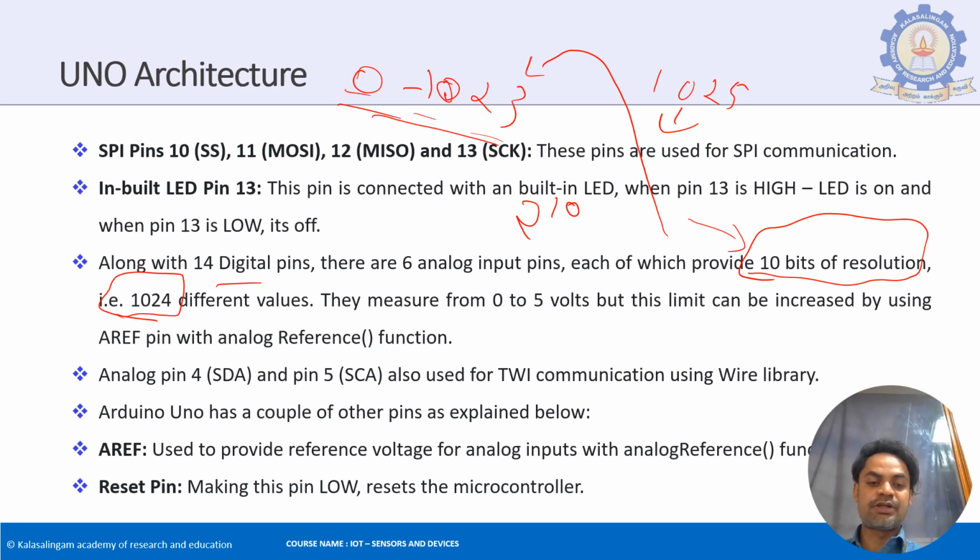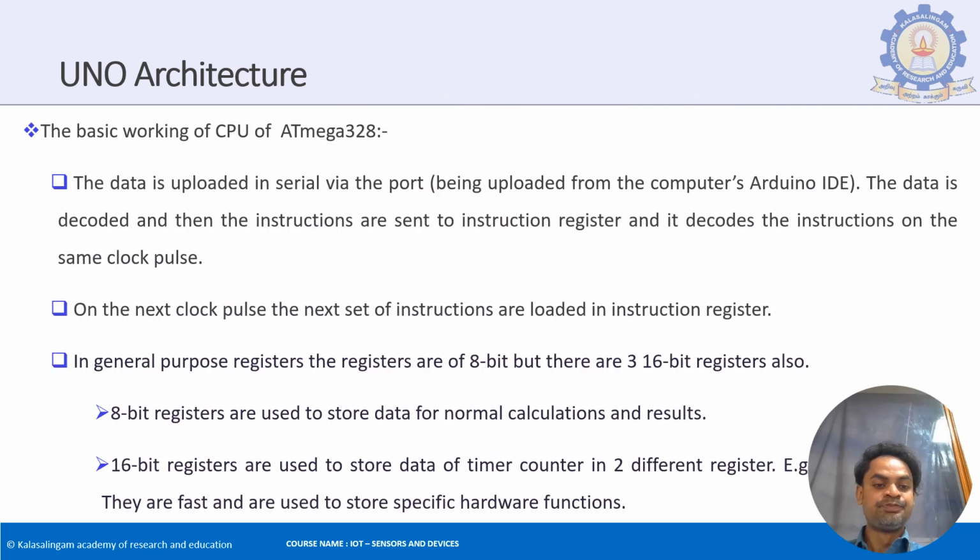So if you have a sensor connected to your particular device, probably in a later video I will tell you, the minimum value that you can obtain from that sensor is 0, whereas the maximum value that you can obtain is 1023, not more than that, because of this 10-bit resolution. Then you have the SDA, SCL pins available, and the reset pin.